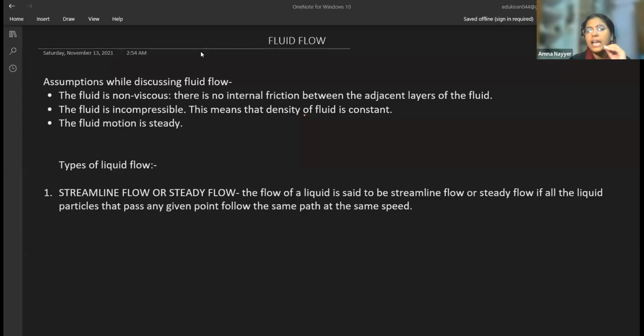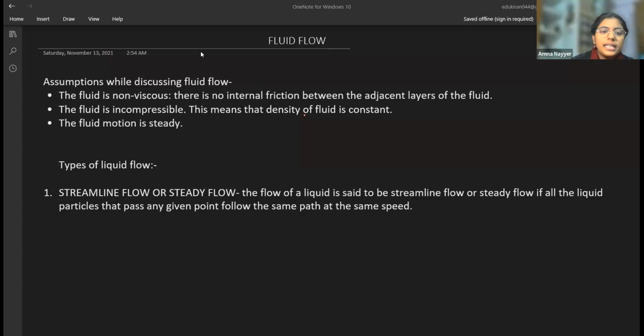Though in reality, we know that between the layers there will always be a viscous force acting in the backward direction, opposite to the direction of flow, providing internal friction between the adjacent layers of fluid. But when you are assuming something to be ideal, you ignore the real consequences which are possible. So the fluid is non-viscous. This is the first thing. It means there is no internal friction between the adjacent layers of the fluid.